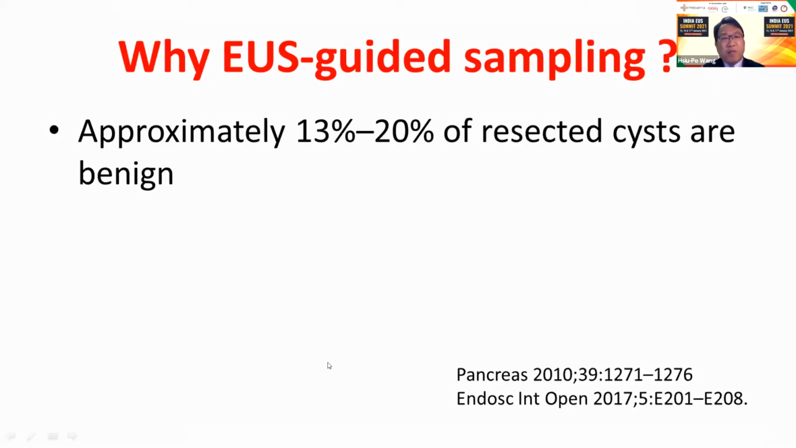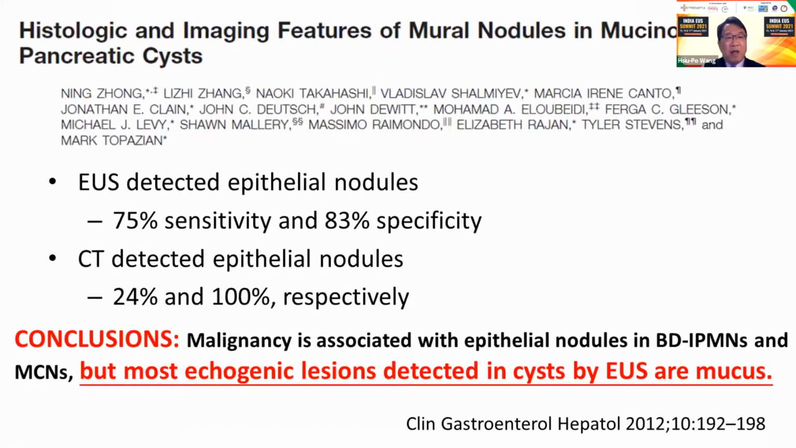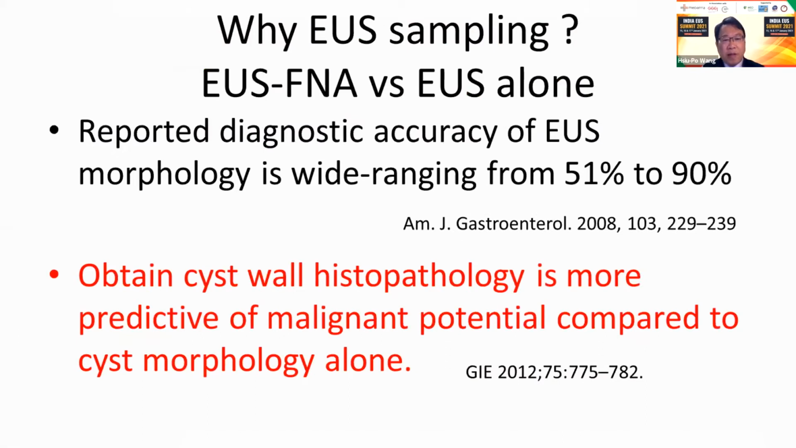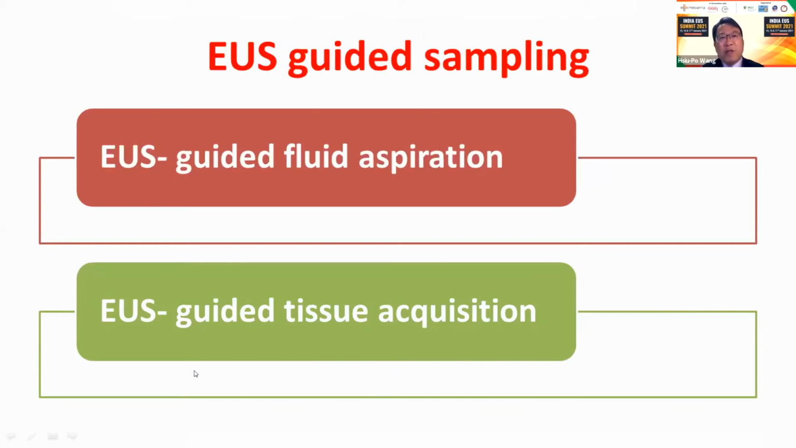And why EUS-guided sampling? Because approximately 13 to 20% of resected cysts are benign. There are also some studies showing EUS detects epithelial nodules with higher sensitivity and specificity. However, most echogenic lesions detected in cysts by EUS are mucus. Another study also showed the attendant cyst wall histology is more predictive of malignant potential compared to cyst morphology alone. So we have to perform EUS-guided sampling for higher accuracy of diagnosis.